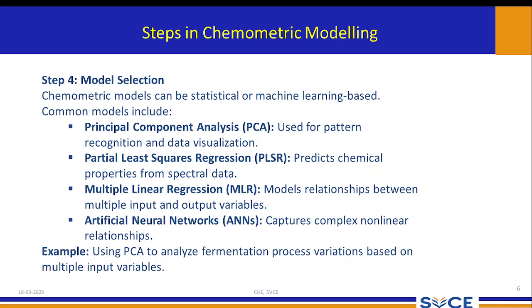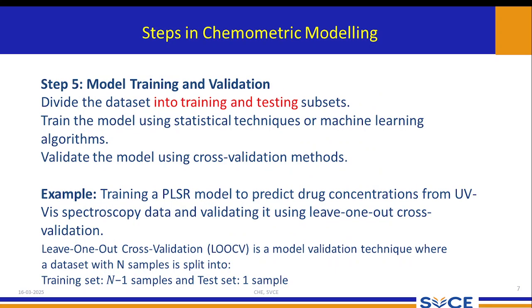So you know already, it captures complex nonlinear relationships. Artificial neural network is a common model. Okay, so model training and validation. How do you model it? How do you train the system?